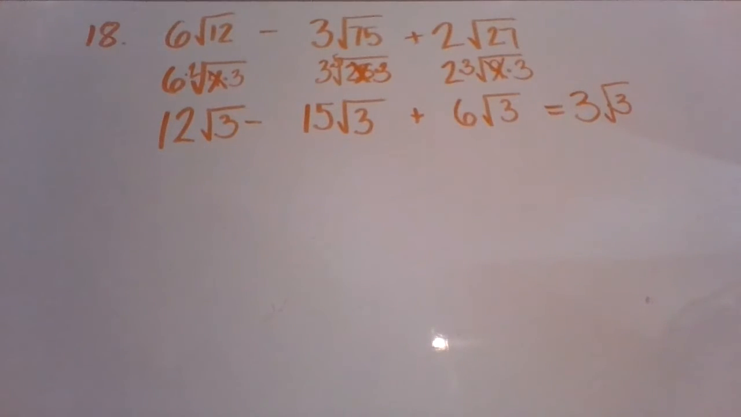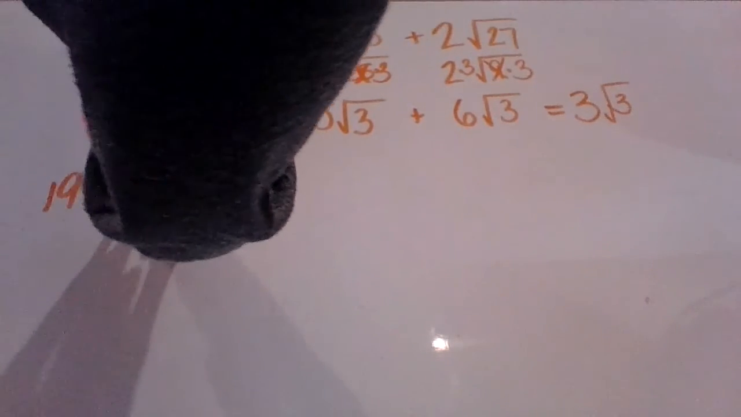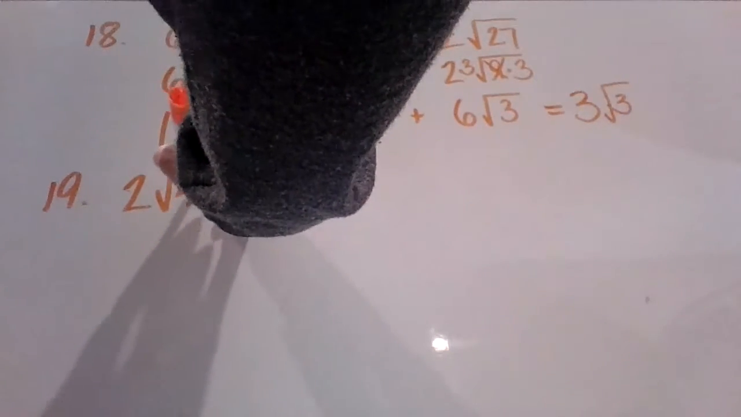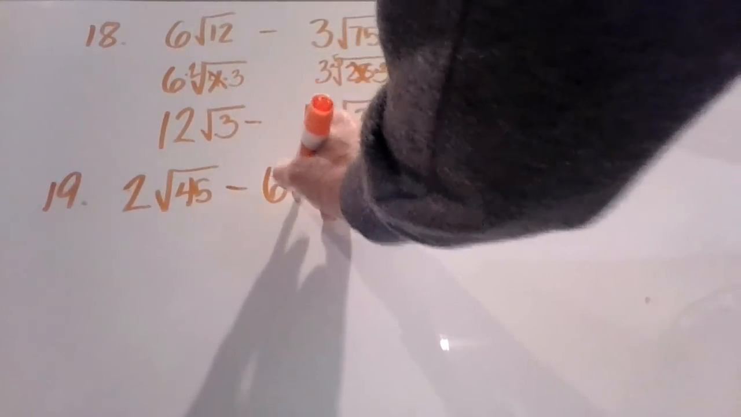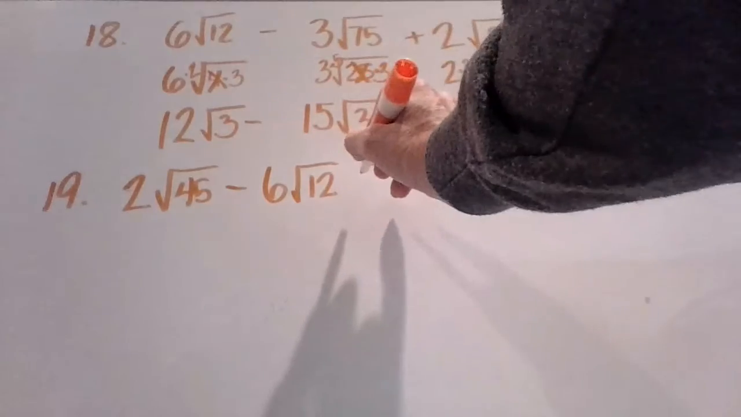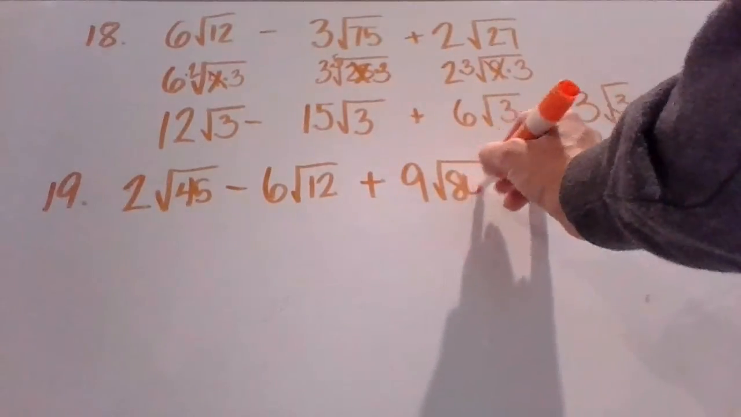All right, that was number 18, which I did, and it could be on your homework, so everyone hopefully will get that one correct. I meant to do 19, but that's okay. So let's do 19 now. So 19 is 2 square root of 45 minus 6 square root 12 plus 9 square root 80.